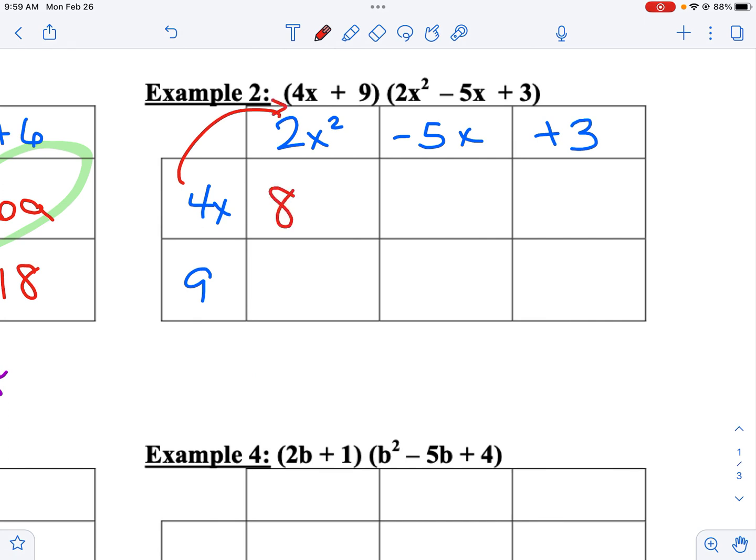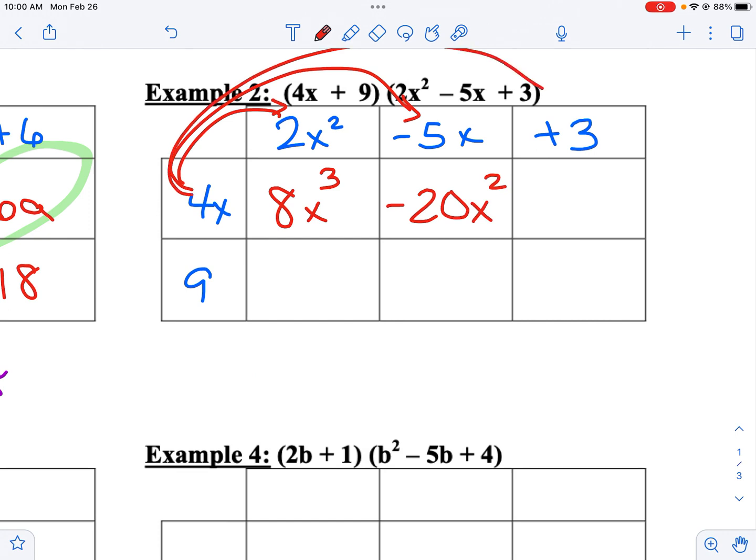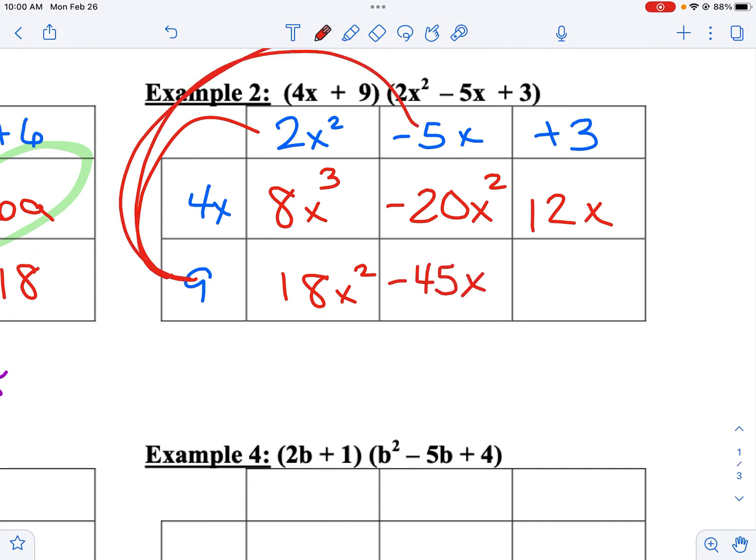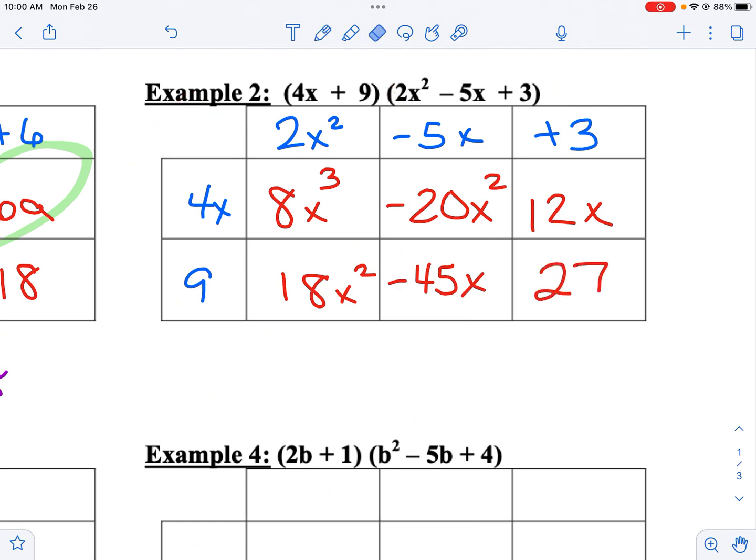So 4 times 2 is 8, and x times x squared is x to the third power. And then we take 4 times negative 5. And then we take 4 times 3. Now I'm done with my 4, and I'm going to multiply everything through by 9. So 9 times 2, which would be 18x squared, and then 9 times negative 5, which would be negative 45x, and then 9 times 3, which would be 27.